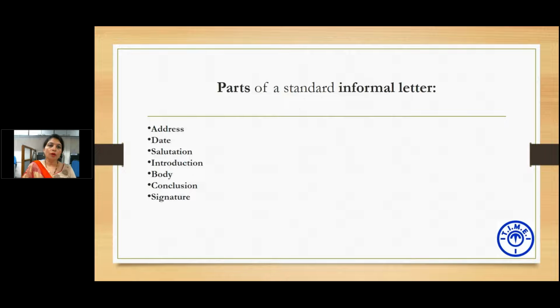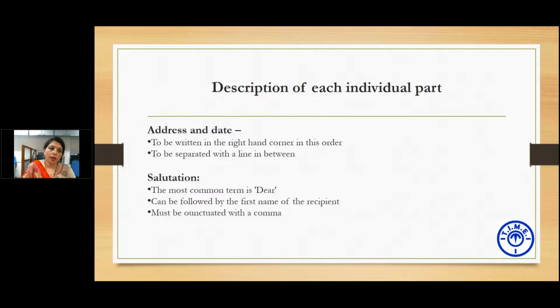Again, as I told you, even an informal letter has parts, and you have to keep these parts in mind before you start writing a letter. These parts are, starting with address, followed by date, salutation, introduction, body, conclusion, and the signature. Now, let us take a look at the description of each part individually.